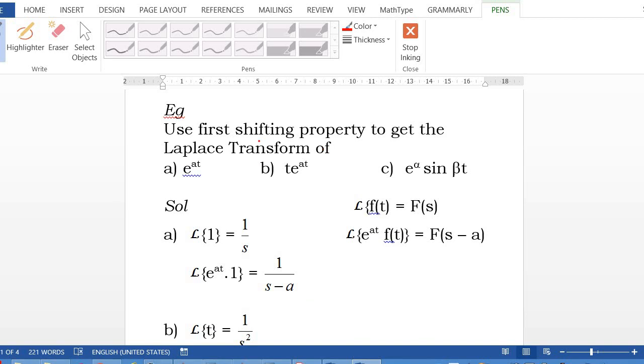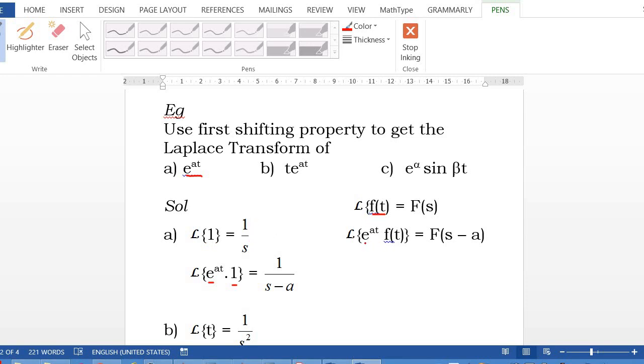Okay, for example, use the first shifting property to get the Laplace transform for e^(at). Even though we have derived the formula for the Laplace transform of e^(at), which is 1 over s minus a, using the definition of Laplace transform, here we purposely want to show the first shift property. The e^(at) you can rewrite as e^(at) multiplied by 1. So f(t) is actually 1, and you have to find F(s). The Laplace transform for 1 is 1 over s.